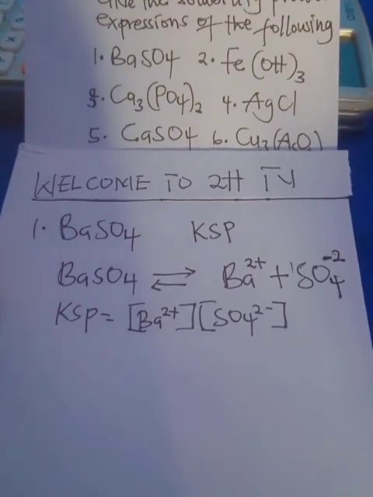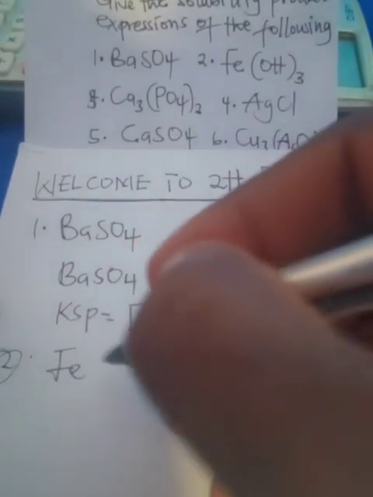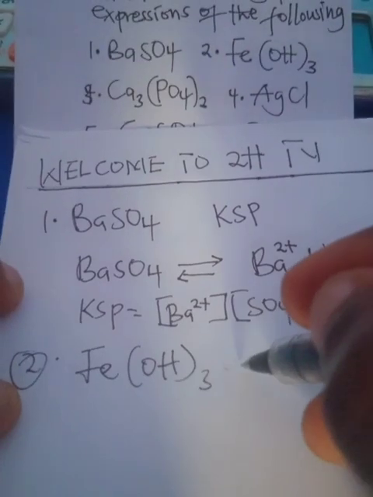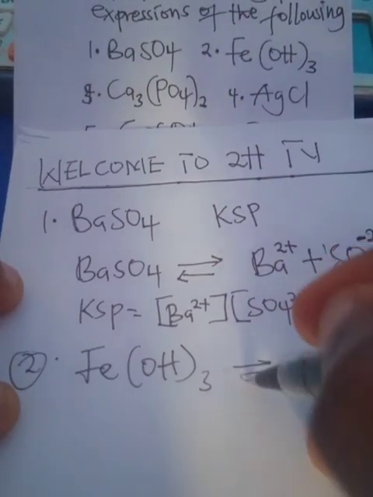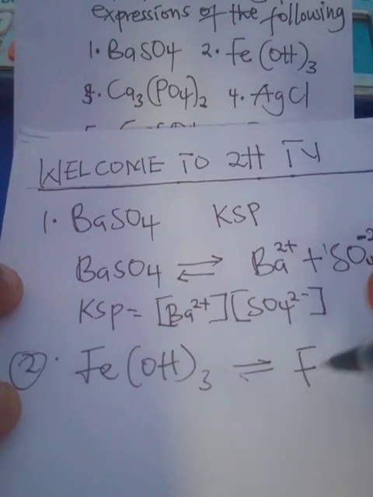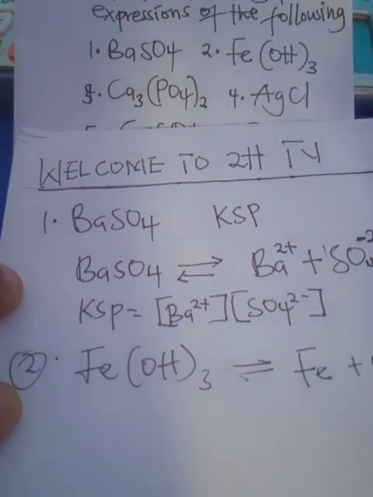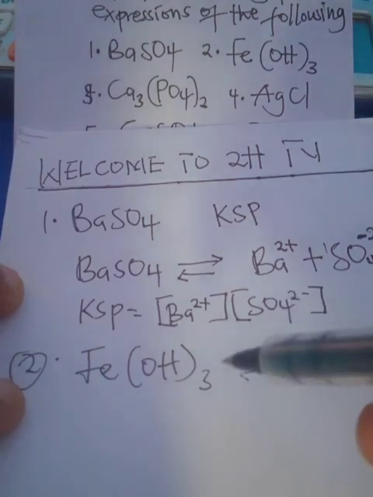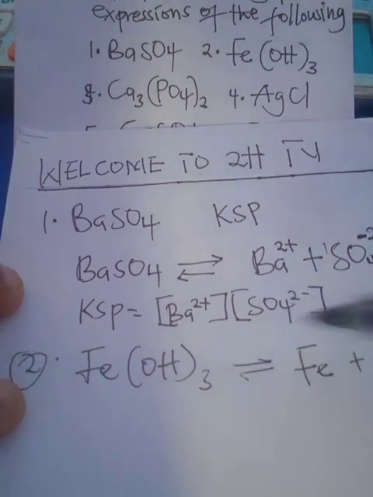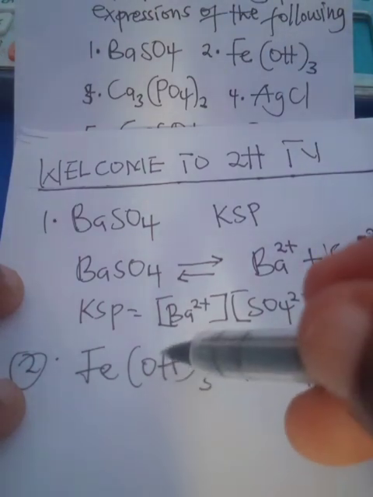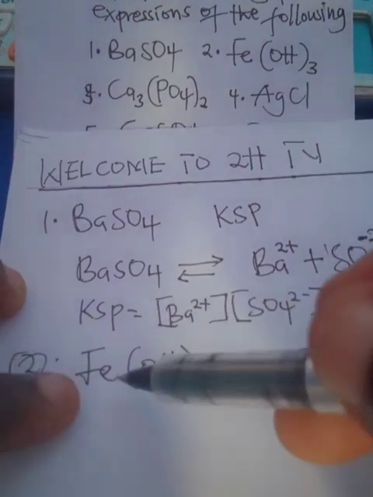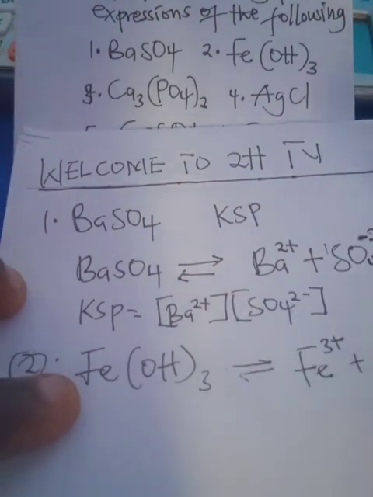Now let's look at the second example. Example 2, that is iron 3 hydroxide, right? When we dissociate this, we will produce iron and hydroxide, right? Now we said that the number in front of the anion becomes the charge of the cation. So in front of hydroxide we have 3, so it is Fe3+, and in front of the cation we have only 1, so 1 minus.